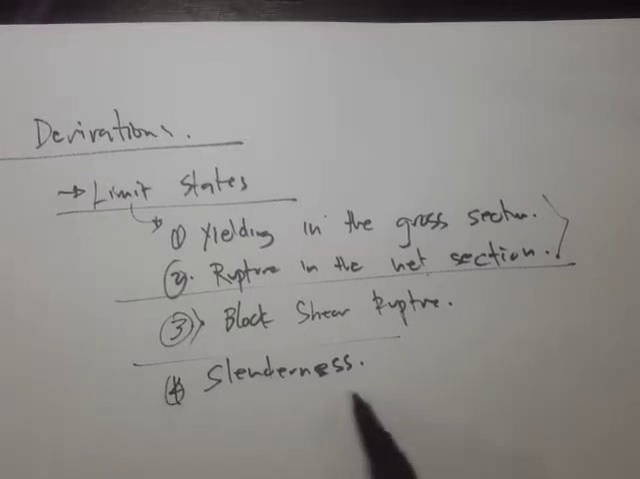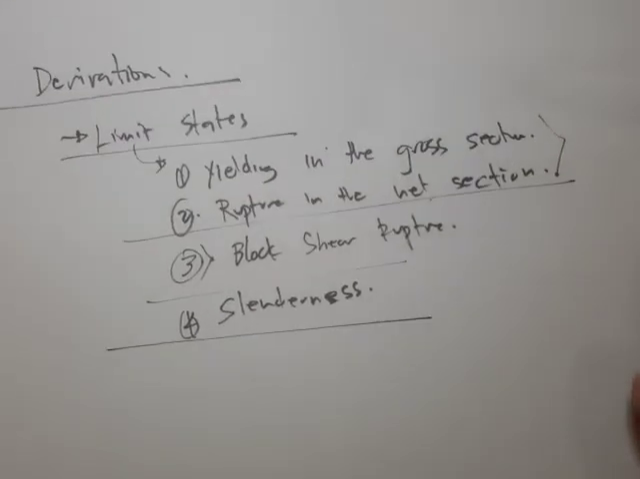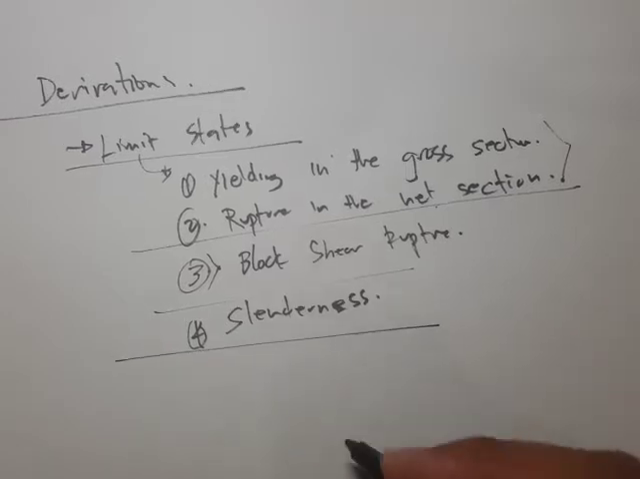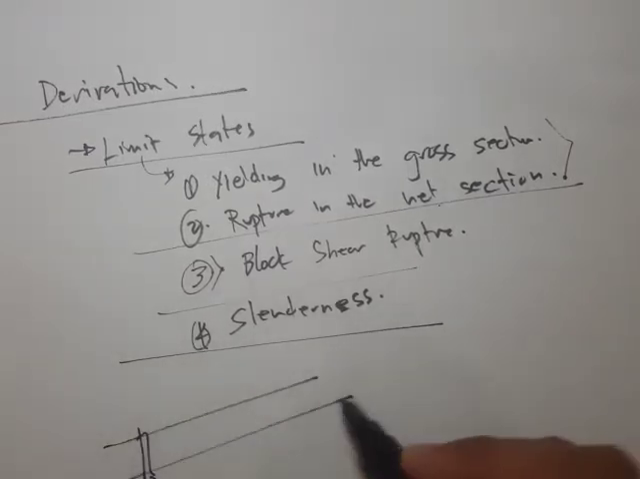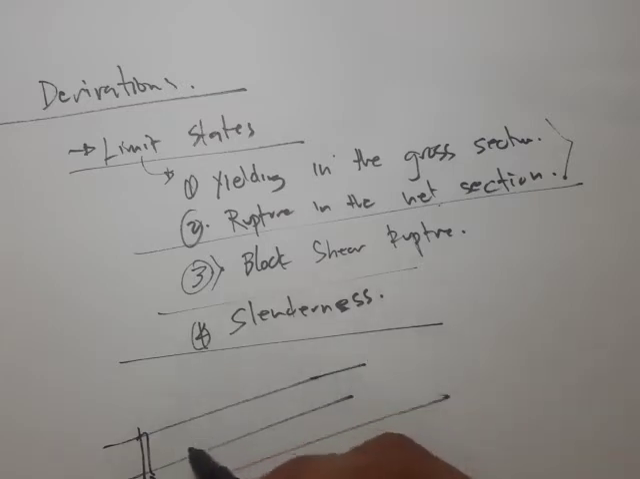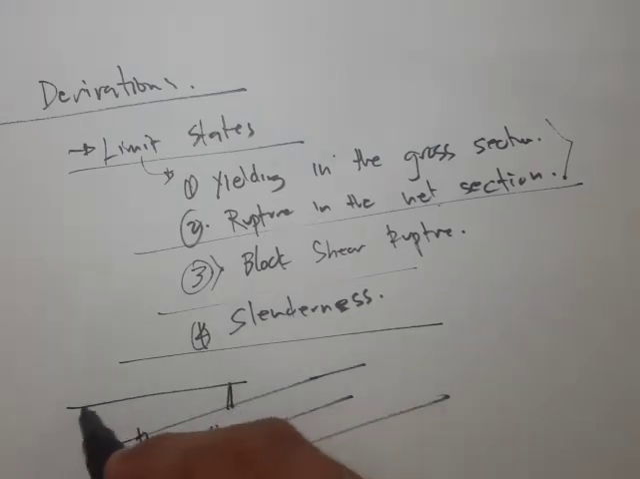This one is with regard to the geometry. Okay, so let's discuss first the yielding in the gross section. Let's say we have this bar, this angle bar, and it is attached to a gusset plate.